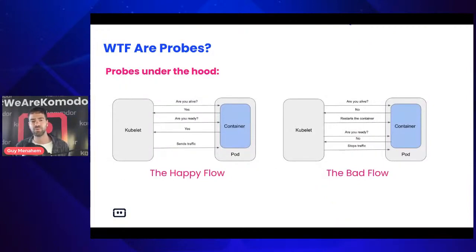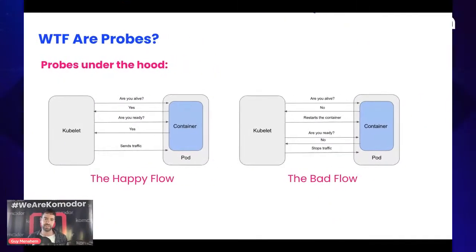So we understand in general what probes are, that the kubelet is going to periodically ask our containers, but how does it really look under the hood? Every amount of time, the kubelet is going to ask our container, are you alive? And if we are in the happy flow, our container is going to answer yes. The next thing is the kubelet is going to ask the container, are you ready? And if the answer is yes, the kubelet is going to mark the container as ready. And if all containers in the pod are ready, the kubelet is going to route traffic to it.